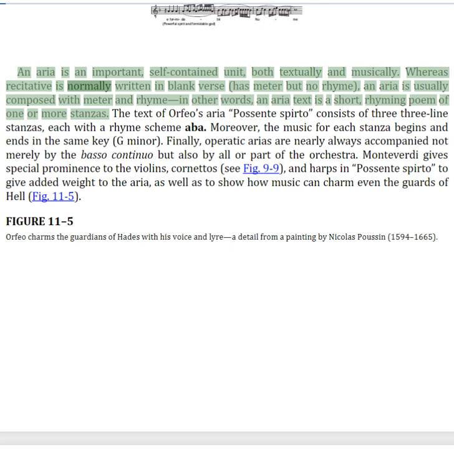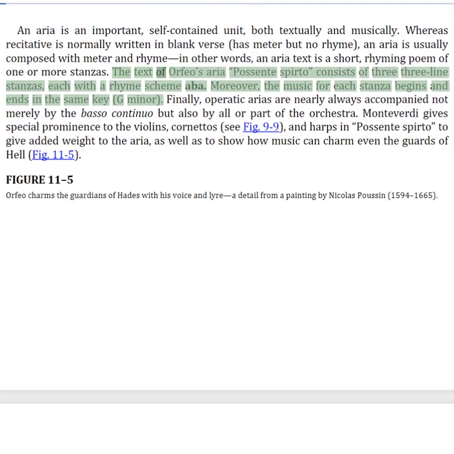An aria is an important, self-contained unit, both textually and musically. Whereas recitative is normally written in blank verse, an aria is usually composed with meter and rhyme. In other words, an aria text is a short, rhyming poem of one or more stanzas. The text of Orfeo's aria, Possente spirto, consists of three-line stanzas, each with a rhyme scheme ABA. Moreover, the music for each stanza begins and ends in the same key.